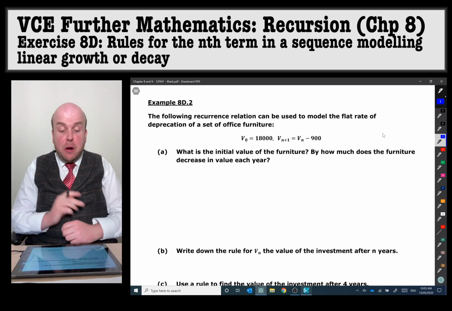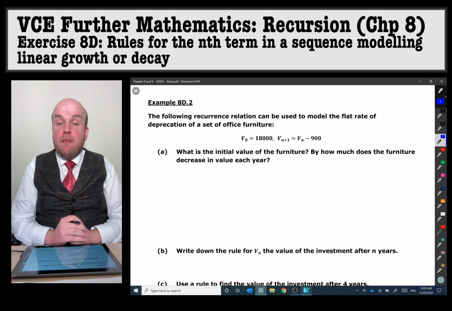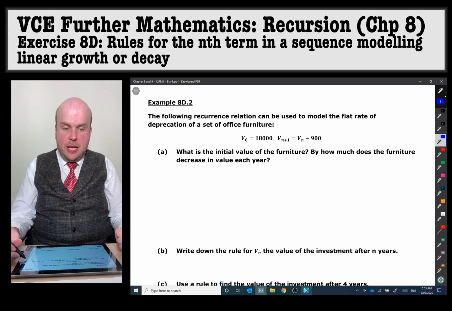8D.2. The following recurrence relation can be used to model the flat rate of depreciation of a set of office furniture. V0 is equal to 18,000. Vn plus 1 is equal to Vn minus 900. What is the initial value of the furniture? By how much does the furniture decrease in value each year?